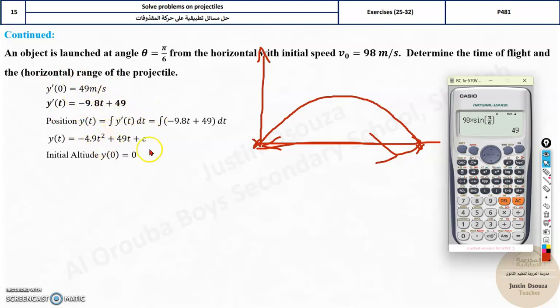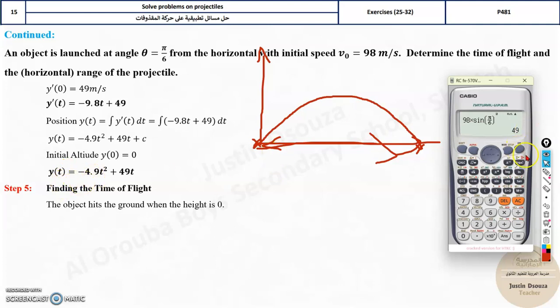Now we can find the position by integrating this, just easily find it out. Over here, the altitude is not mentioned. It's 0 from the base, so the altitude is 0. So this is not there. This is basically the initial position with regards to the vertical. Now, how do we find the time of flight?